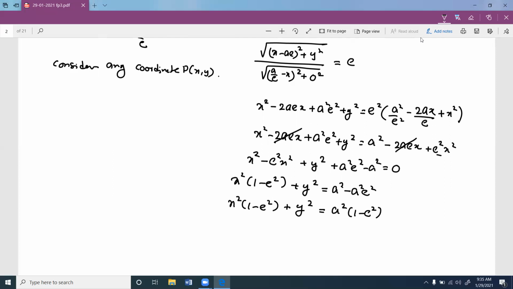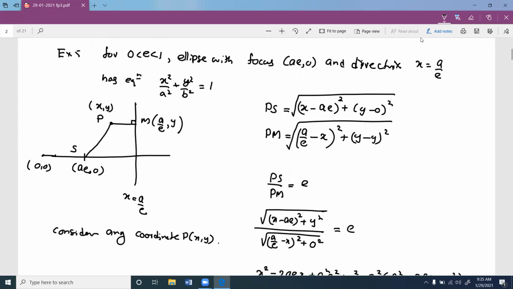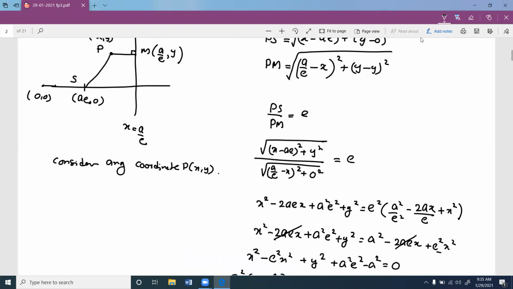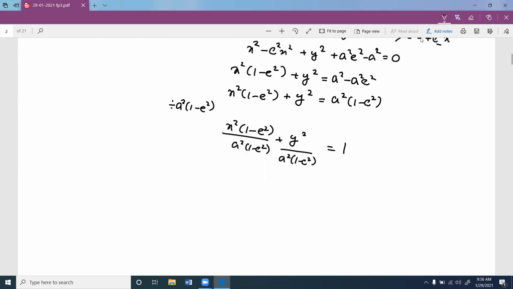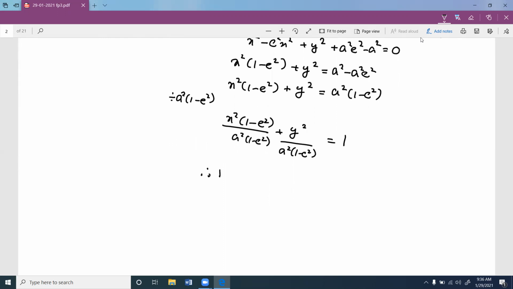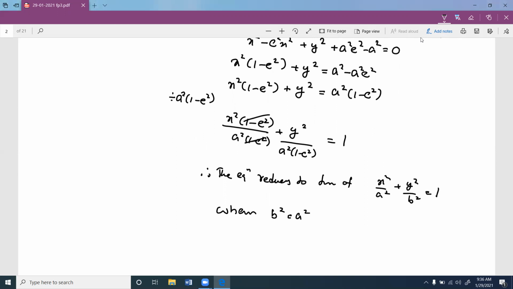For our expression over here, this value should be 1. Therefore, I will divide the entire expression by a squared times (1 minus e squared). It turns into x squared (1 minus e squared) divided by a squared (1 minus e squared), plus y squared over a squared (1 minus e squared), equals 1. Our objective is to make this 1. Therefore, the equation reduces to the form x squared over a squared, cancelling here, plus y squared over b squared equals 1, where b squared equals a squared times (1 minus e squared).